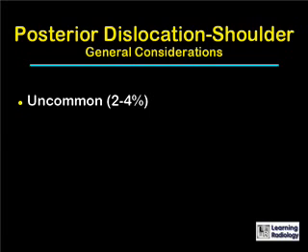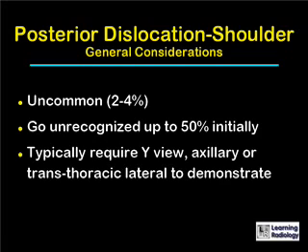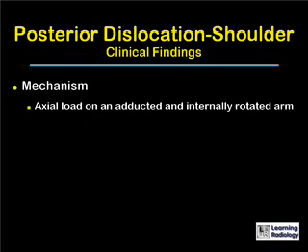Posterior dislocations of the shoulder are relatively uncommon. They not infrequently go unrecognized in up to 50% of patients initially. They typically require another view besides a frontal view of the shoulder, such as a Y view, an axillary, or a transthoracic lateral, in order to be demonstrated.